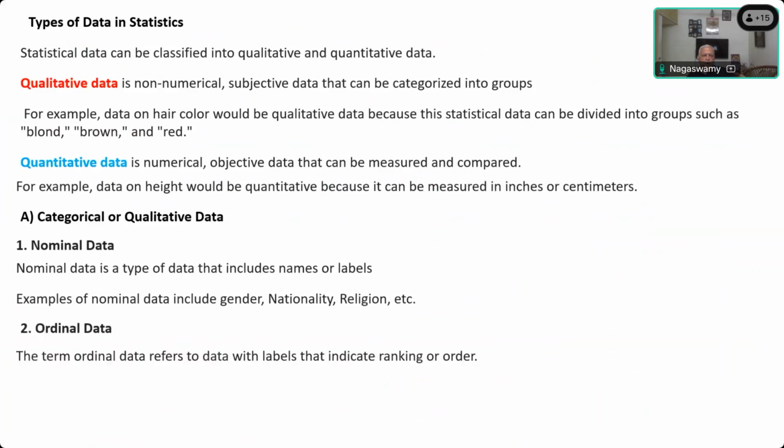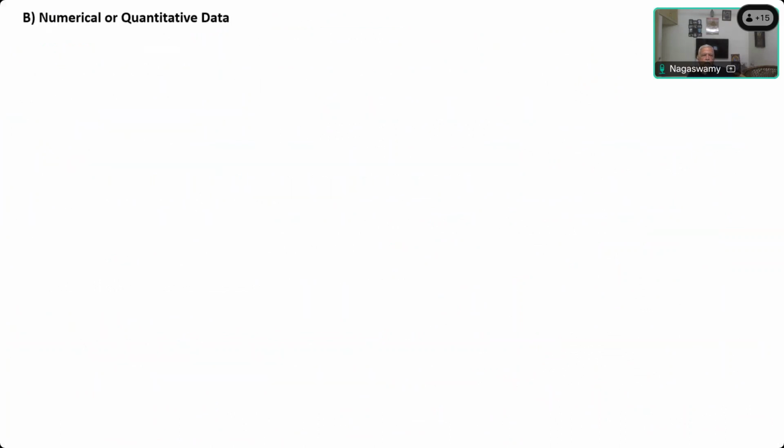Ordinal data comes in an order, like the serial number. So ordinal data are data whose labels indicate ranking or order. In our specialty, we can say the pain score and ASA grade are all ordered because you can say ASA 1, ASA 2, ASA 3, 4 like that. And pain score you can say 1 to 10. So all that comes in an orderly form of numbers. So that is called ordinal data.